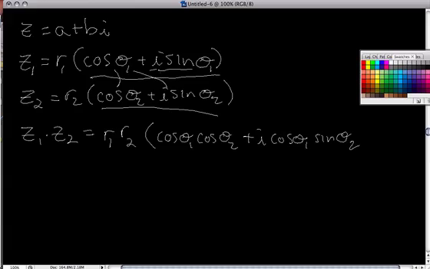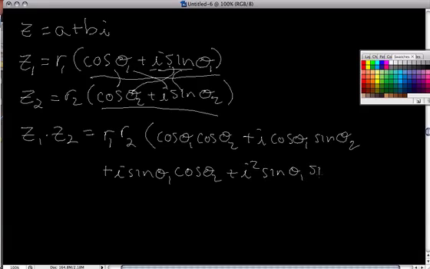Now I move to my second term here. I sine theta sub 1 times cosine theta sub 2. Just for space reasons, I'm going to write this down here. Plus, and then finally, i sine theta sub 1 times i sine theta sub 2. So that'll be i squared sine theta sub 1 sine theta sub 2.